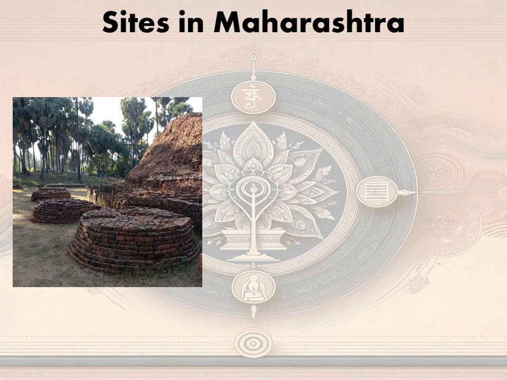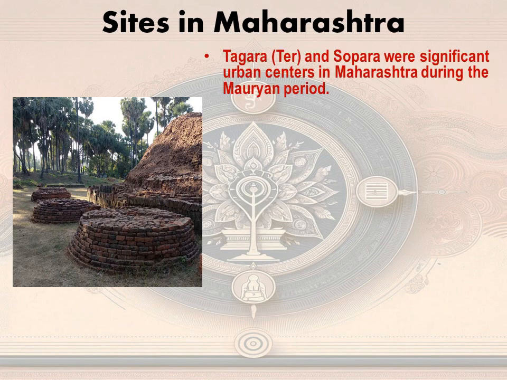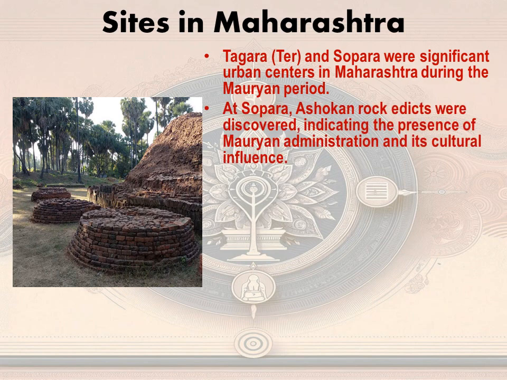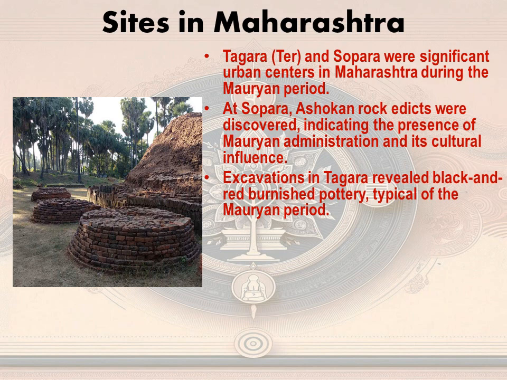What are the important sites present in the state of Maharashtra? Tagara, which is Ter, and Sopara were significant urban centers in Maharashtra during the Mauryan period. So, these are two important urban centers in Maharashtra belonging to the Mauryan period. At Sopara, Ashokan edicts were discovered, indicating the presence of Mauryan administration and its cultural influence. So, this is a site where we find Ashokan edicts, and thus we get to understand that here there was very much influence of Mauryan administration and cultural features like Ashokan Dhamma.